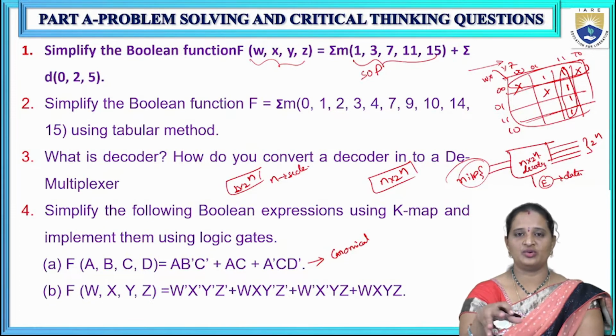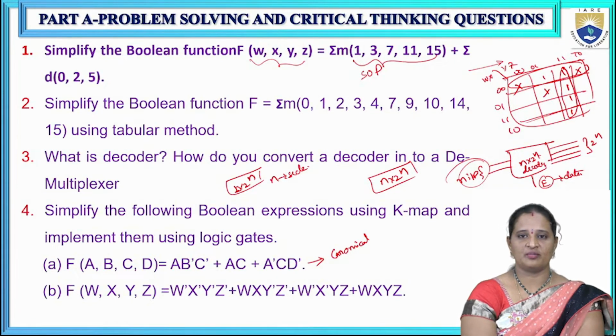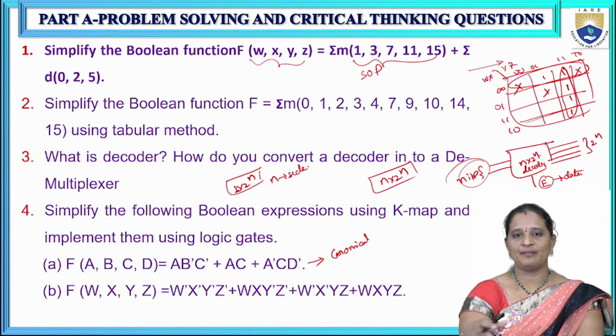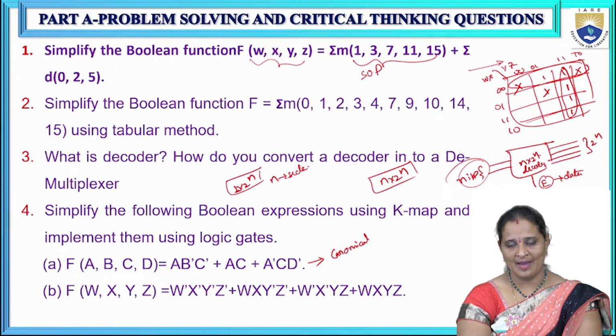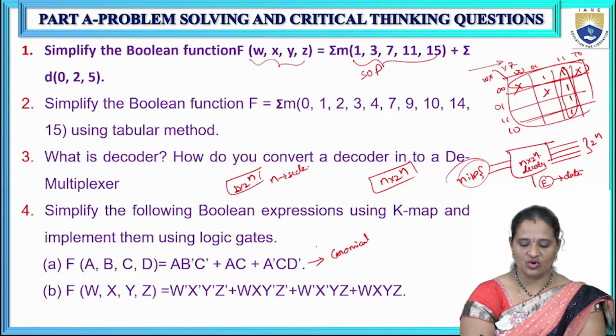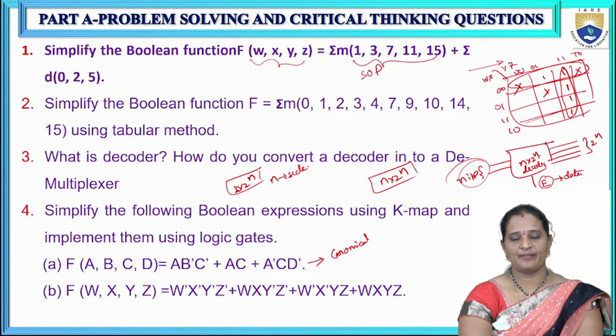If not, we need to make sure all the variables are present in all the terms of the given function, and then map that given function with the K-map and form the groups with the adjacent cells and simplify the Boolean expression. So it is not in canonical form. So first convert it into canonical form, then map with the K-map.